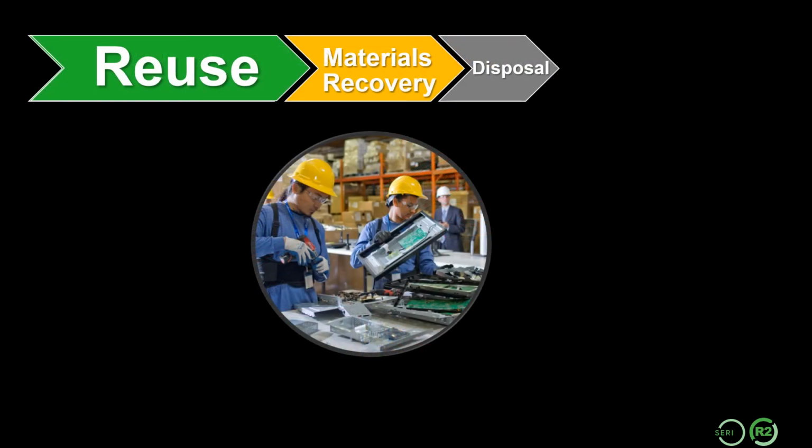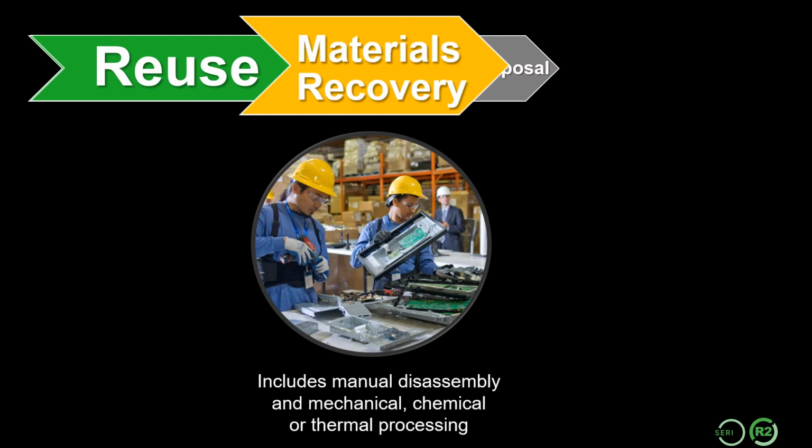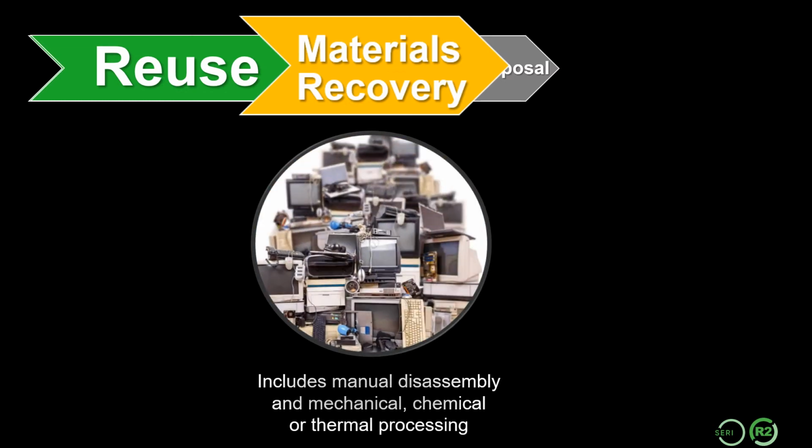The second tier in the hierarchy of responsible management strategies is materials recovery. This is what many think of when they talk about electronics recycling. Materials recovery includes everything from manual dismantling to high-tech mechanical, chemical, or thermal processing methods. For anything sorted, evaluated, and categorized as not capable of reuse, an R2 facility must direct those items to a materials recovery process meeting the R2 standard for recycling.